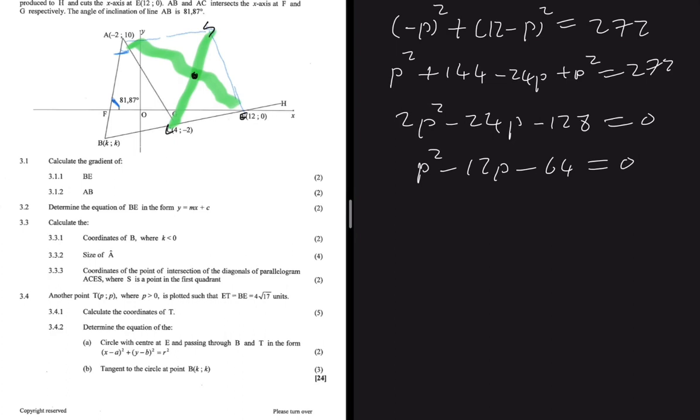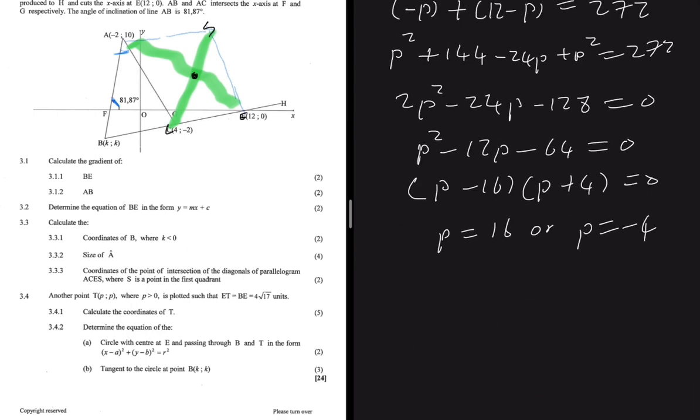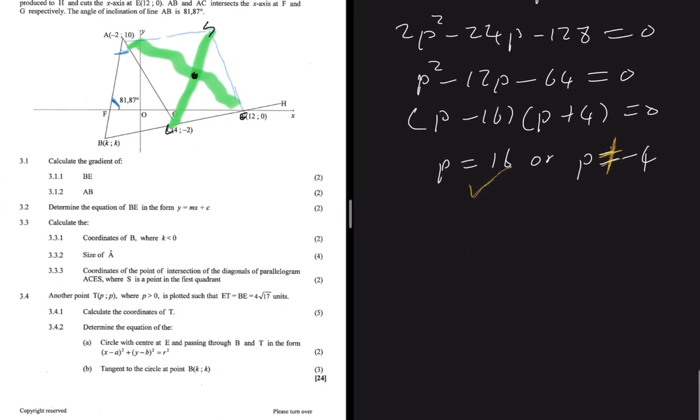we can factorize this. Which two numbers do you multiply and they give you minus 64, and then you add them and they give you minus 12? That is minus 16 and 4. So we're gonna have p minus 16 multiplied by p plus 4 equals to 0. So p equals to 16, or p equals to minus 4. Our equation said that p is greater than 0, right? So this is the correct value of p. P cannot be equal to minus 4, because our equation was explicit in saying that p is greater than 0.